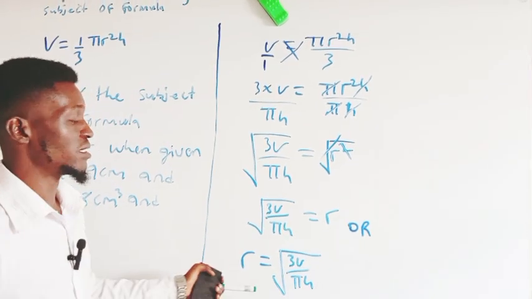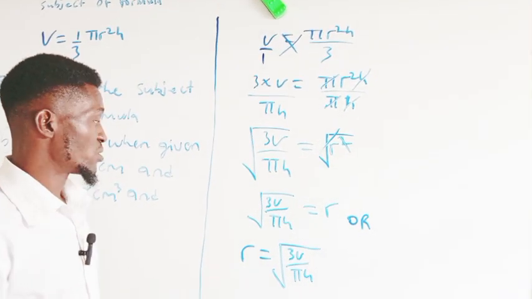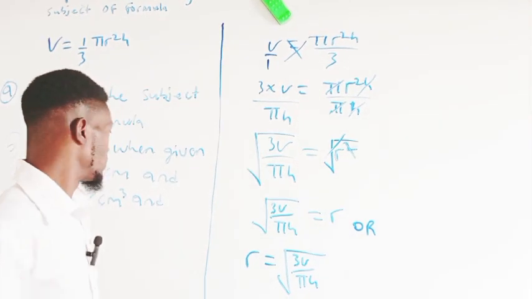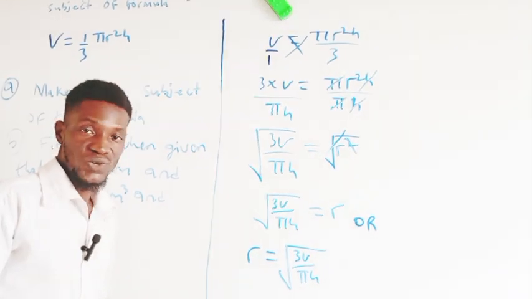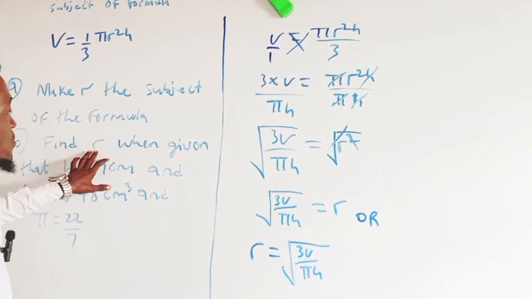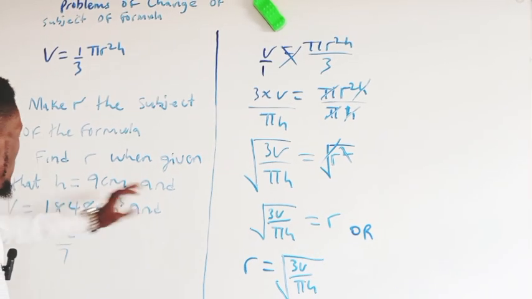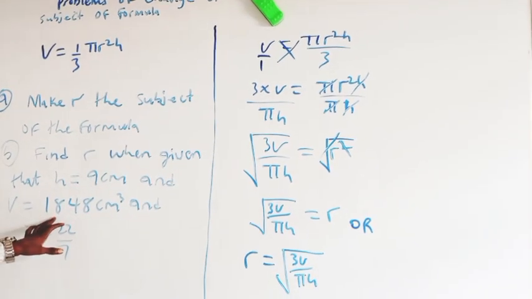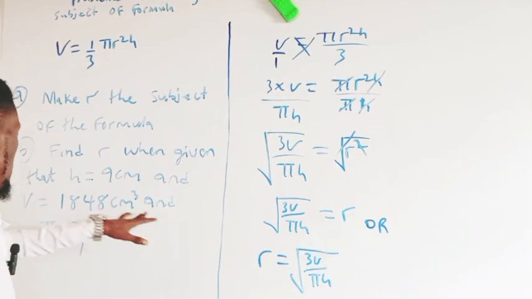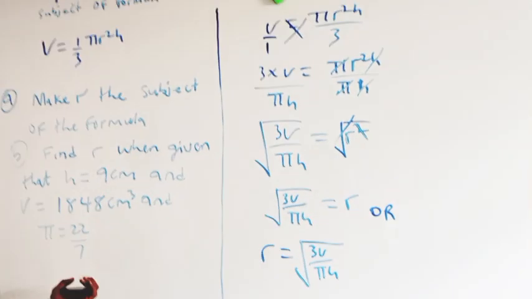So basically, this is the answer to the first question. This r is expressed as the subject of the formula. Let's look at the second question. We are told to find the value of r when h is 9 centimeters, V is 1848 centimeters cubed, and pi is 22 over 7. So how do we solve this?